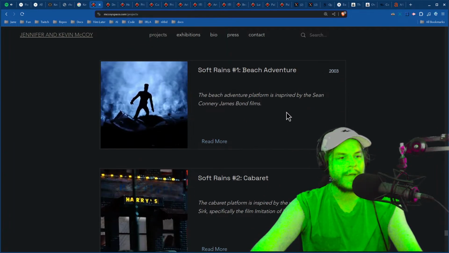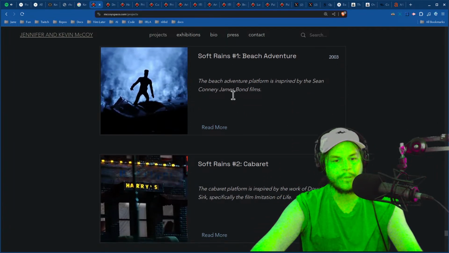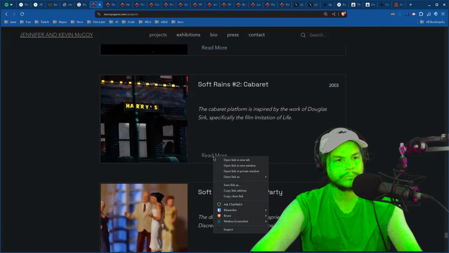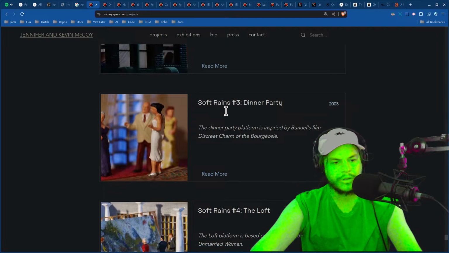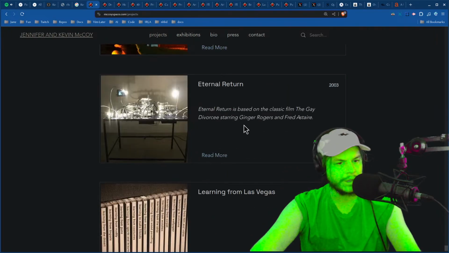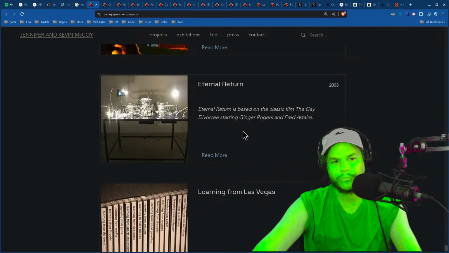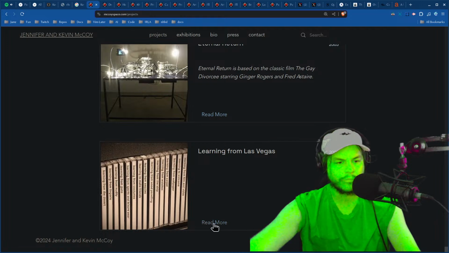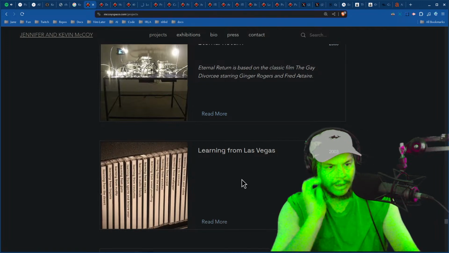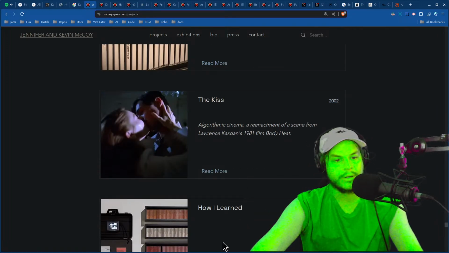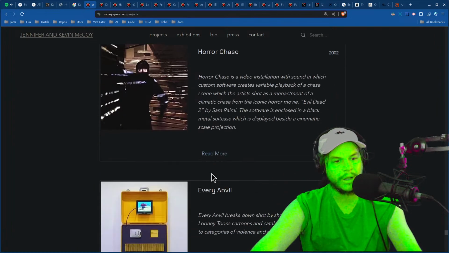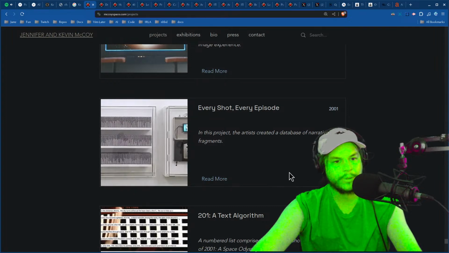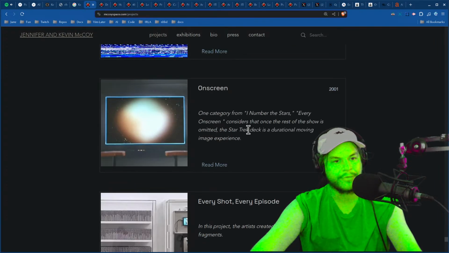The Beach Adventure platform is inspired by Sean Connery's James Bond films. Cabaret. The dinner party, the loft, the spa. We're really in the miniatures lands. I am curious where we get here. The Kiss, an algorithmic cinema, a reenactment of the scene from Body Heat. How I Learned, 448's Enough, Horror Chase, Every Blue Sky. In this project, the artist created a database of narrative fragments.